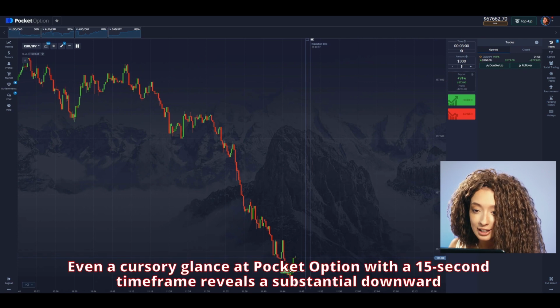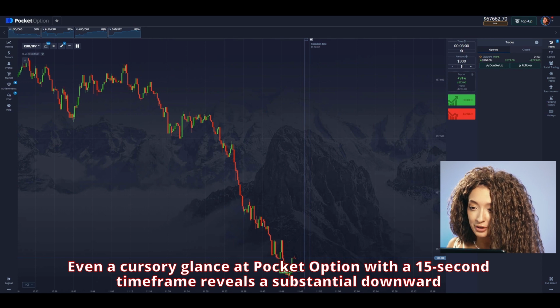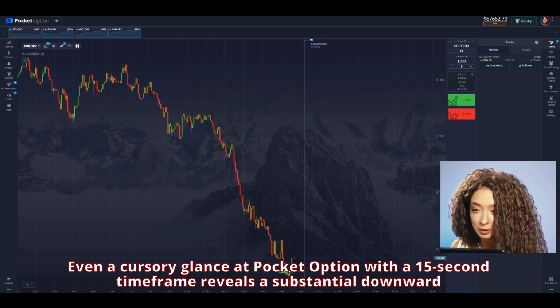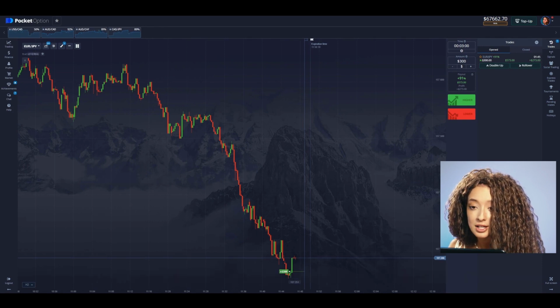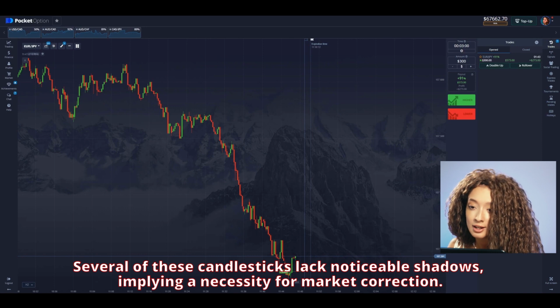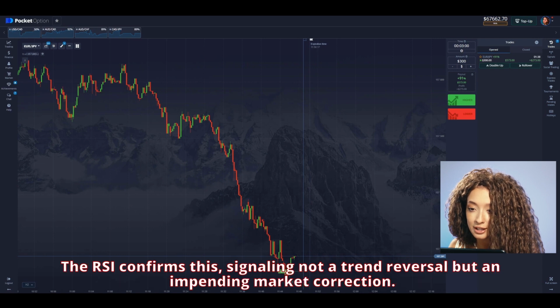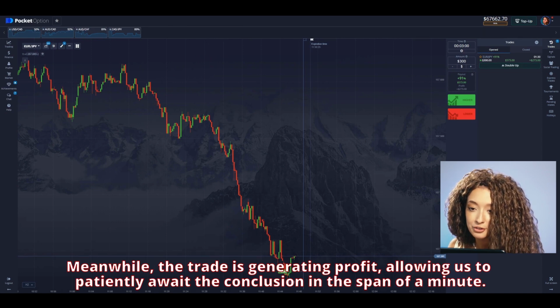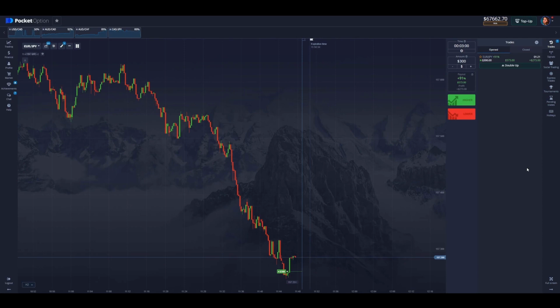Why not? Even a cursory glance at Pocket Option with a 15 seconds time frame reveals a substantial downward movement characterized by long and robust candlesticks. Several of these candlesticks lack noticeable shadows, implying a necessity for market correction. The RSI currently signals not a trend reversal but an impending market correction. Meanwhile, the trade is generating profit, allowing us to patiently wait for the conclusion in the span of minutes.